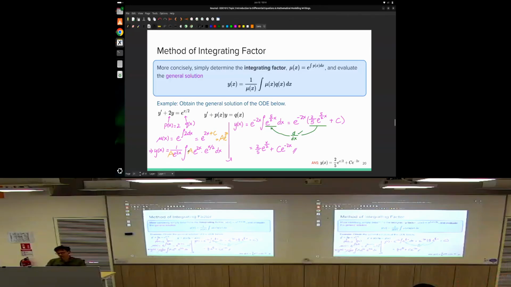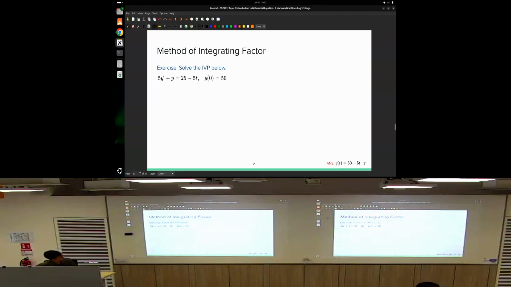So might as well not put it. This a will always cancel with this a. Okay? So no need to add. So no need for plus c in mu of x. Okay? No need to do plus c in mu of x, because it always cancels off later on. Any questions?